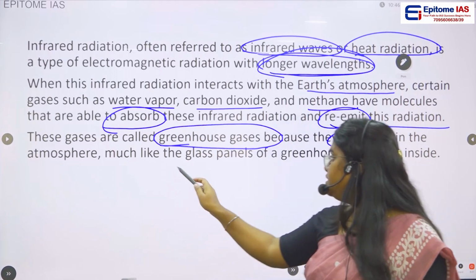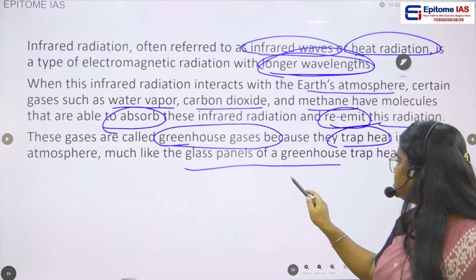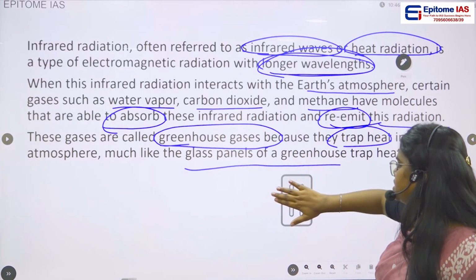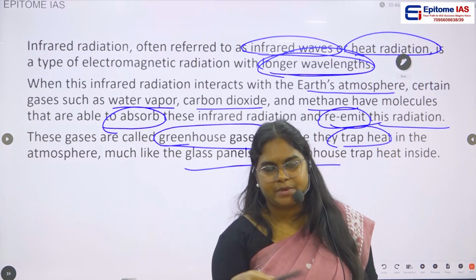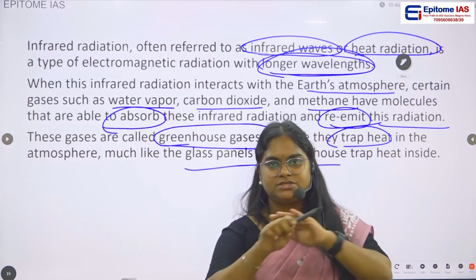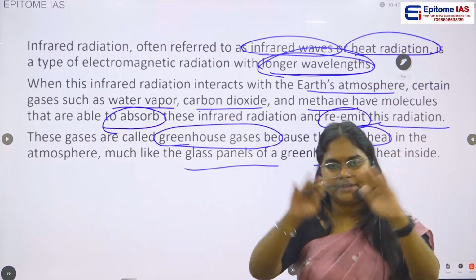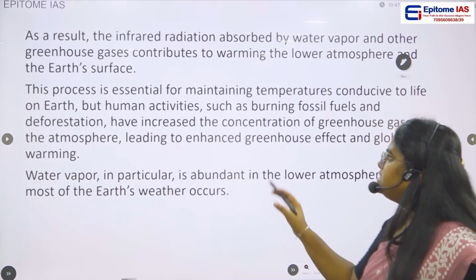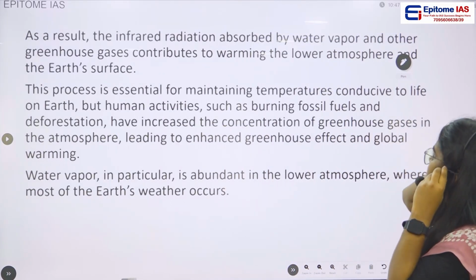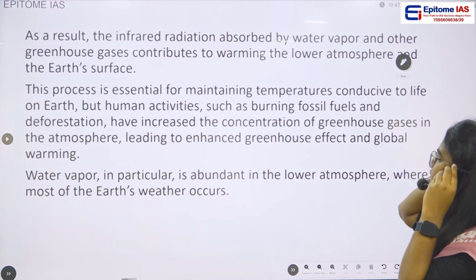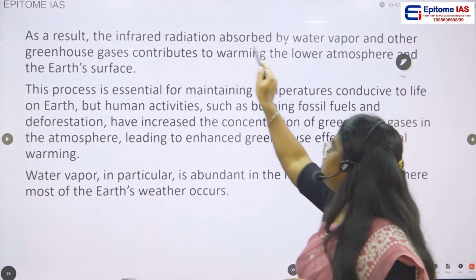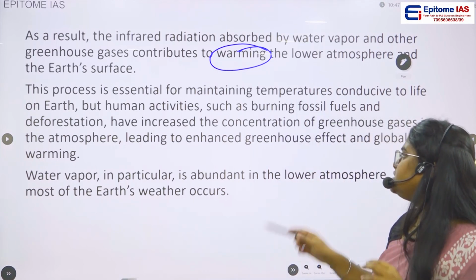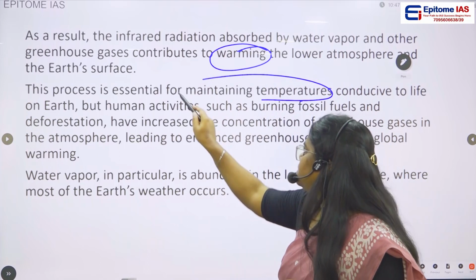Okay, just like the panels in a greenhouse trap heat. So what they do is they just trap the heat. They don't let the heat escape from the atmosphere into space. They just trap it like a blanket over the Earth's atmosphere. Okay. Then, as a result, the infrared radiation absorbed by the water vapor and other greenhouse gases contributes to warming of the lower atmosphere along with the Earth's surface. Okay. This process is essential for maintaining the Earth's temperature.